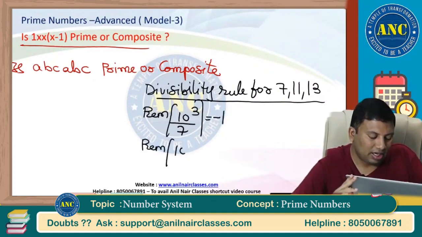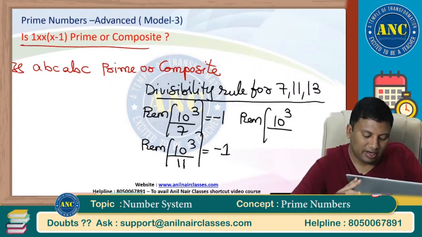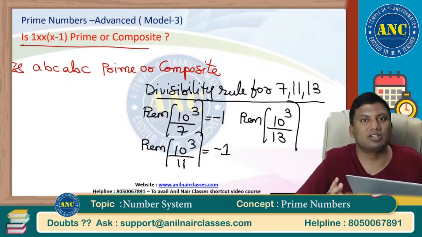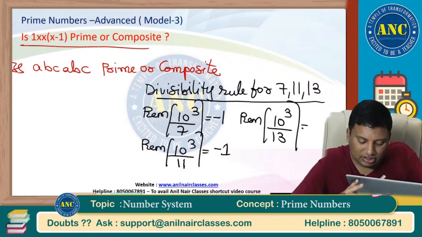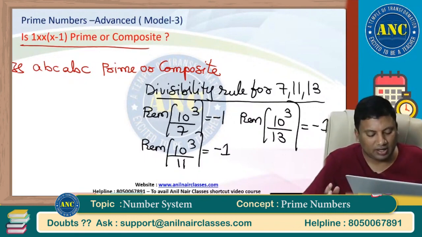Reminder 1. 10 cube divided by 11. 11 ones are 11 minus 1. It is minus 1. Reminder 1. 10 cube divided by 13. 13 ones are 13 minus 3. Minus 3 cube is minus 27, 26 minus 1 negative remainder.